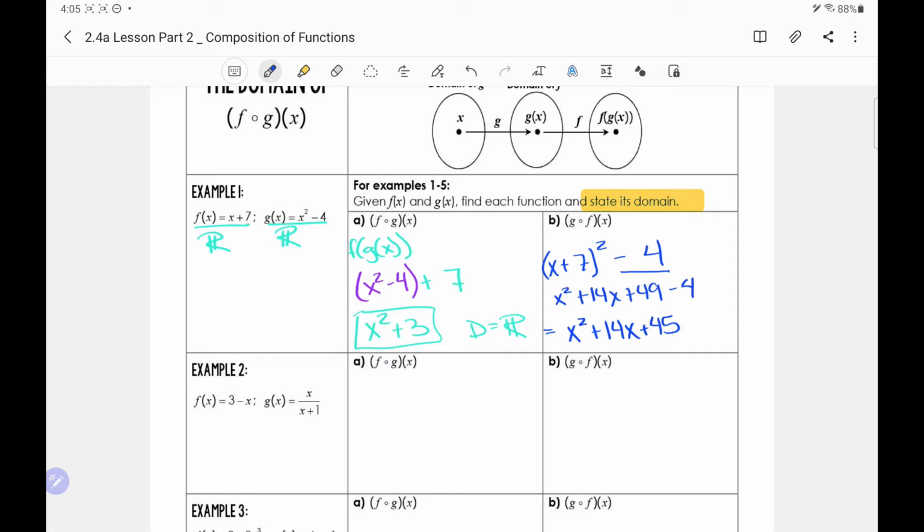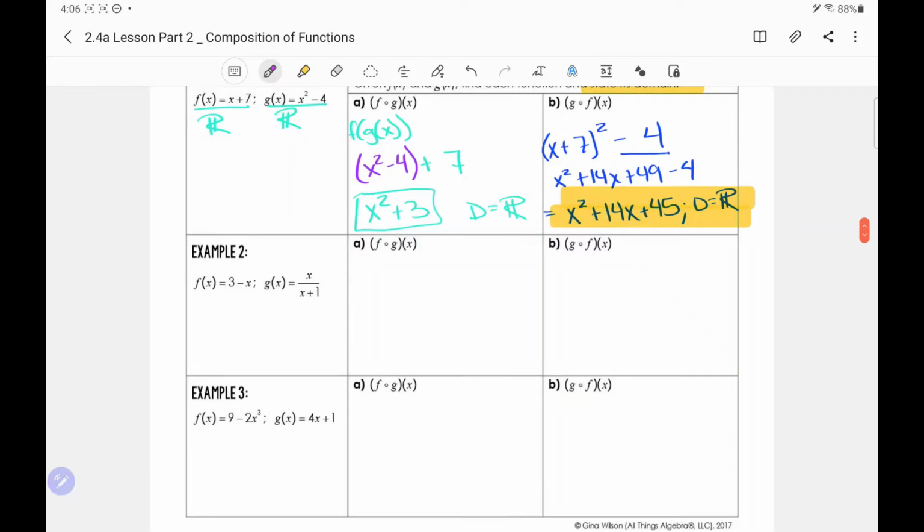And then we need to know what's our domain again. Did our domain change? No, we still have the same f and g, so the domain is still all real numbers. And this would be our final answer right here. Okay? Let's look at example 2. This one is going to be a little bit more complicated.